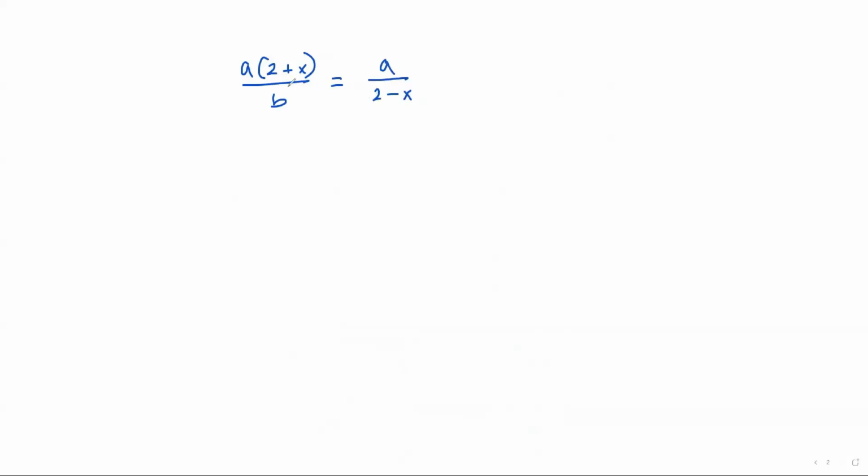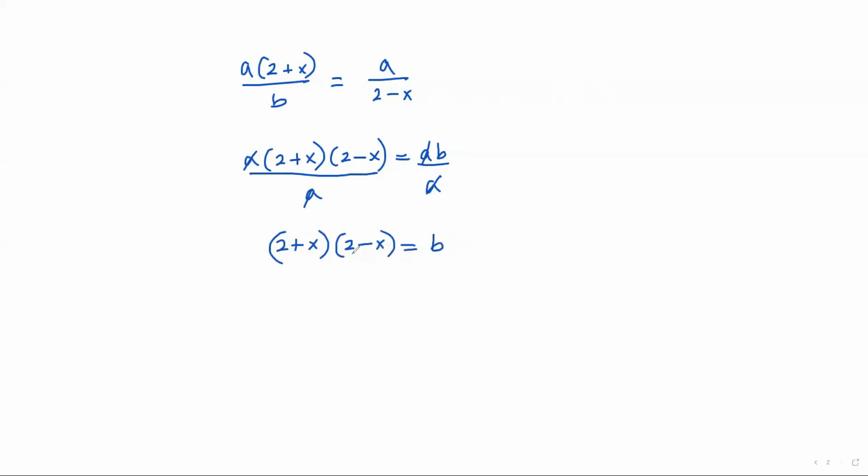Now we can do cross multiplication. That is, this numerator can be multiplied by this denominator, and this numerator can be multiplied by this denominator. When I do it, I get a times (2 plus x) times (2 minus x) is equal to a times b. Now I divide both sides by a because both of them are multiples of a, so a will cancel out. I get (2 plus x) times (2 minus x) is equal to b.